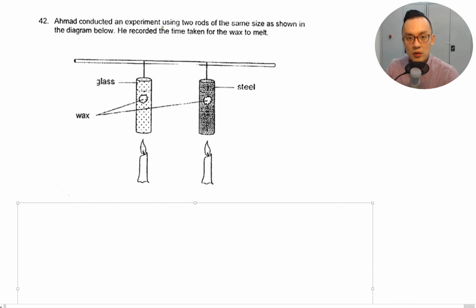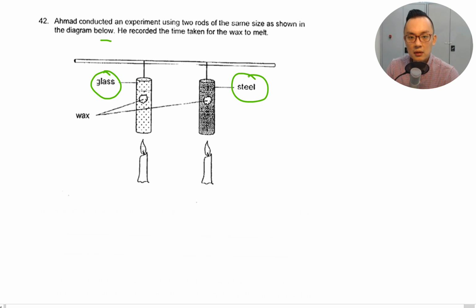Ahmad conducted an experiment using 2 rods of the same size as shown in the diagram below. He recorded the time taken for the wax to melt. Alright, so rod here, there's a glass and there's steel, some kind of candle over here, wax. So he wants to know when will the wax melt, okay? So even before looking at the questions, you probably know that he's trying to test which is a better conductor of heat, because the heat from the candle will travel upwards until it reaches here and then it will melt it. Likewise for the glass, it will travel upwards until it reaches here and it will melt it, okay?